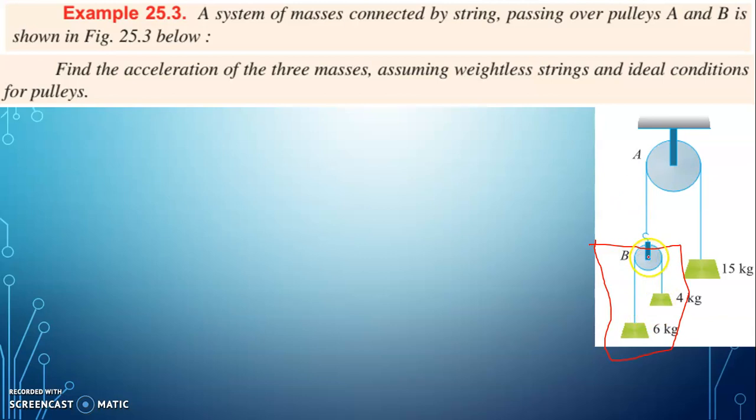So this pulley is moving upward with 2 meter per second acceleration, meaning 4 and 6 will be moving upward with 2 meter per second acceleration. Okay, that is the system.